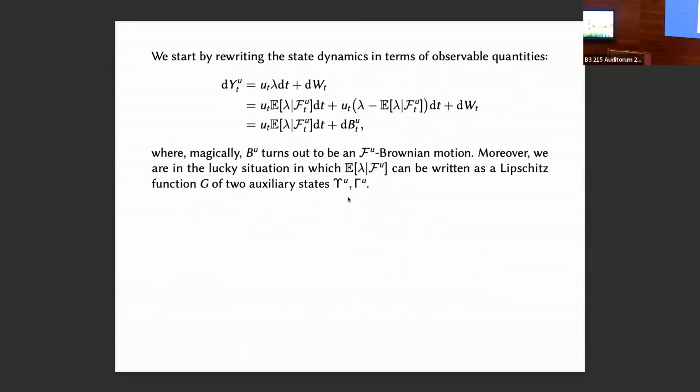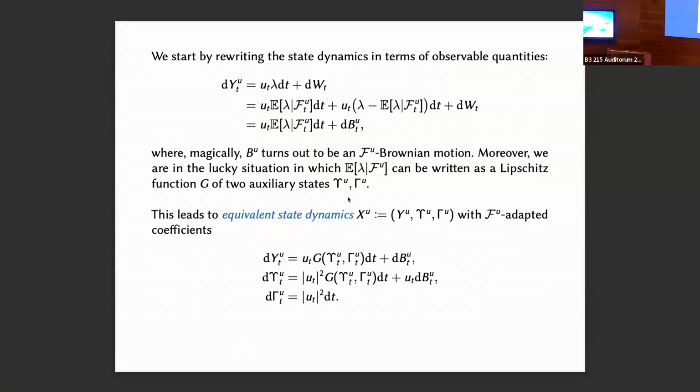Why are we lucky? Because usually there are just very few situations where you can describe this conditional expectation in terms of finite dimensional states. Usually this turns out to be infinite dimensional. We are lucky because we chose to be lucky. Yeah, that's precisely what we wanted to. We didn't want to deal with a control problem in infinite dimension.